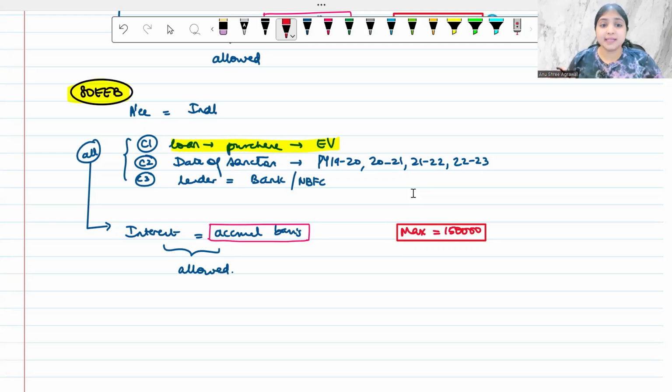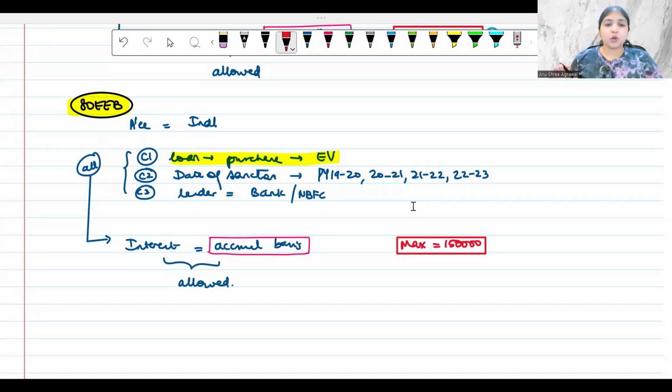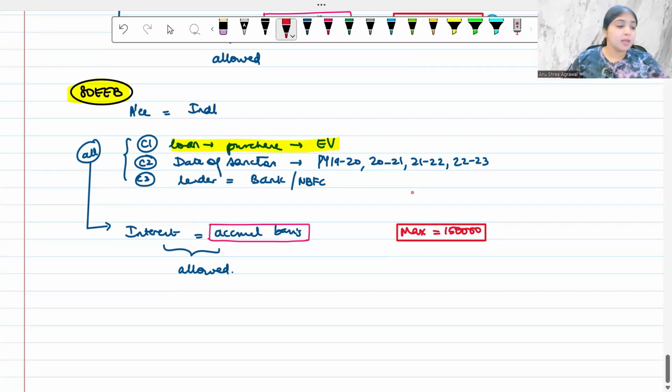Okay, this is 80EEB. In 80EEB, we're talking about a loan which my assessee has borrowed because he wants to purchase an electric vehicle. Okay, the loan should be sanctioned in previous year 19-20 or 20-21 or 21-22 or 22-23. The lender should be a bank or an NBFC. Whatever interest has accrued on accrual basis, whether the payment has happened or not doesn't matter. Whatever interest has accrued, it will be allowed up to a maximum of 1,50,000. So these are your 4 sections on 80E series.